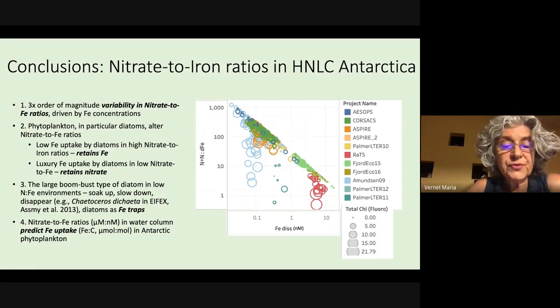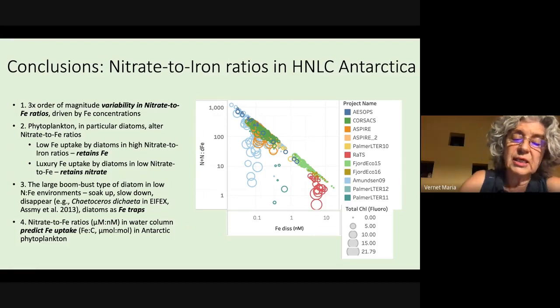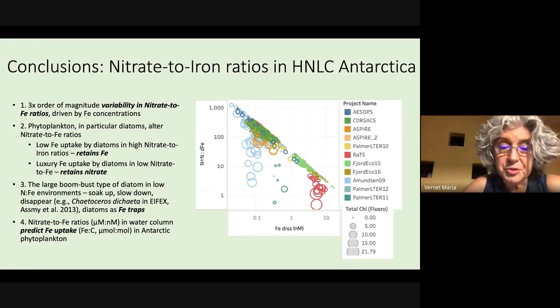This reminds us of the different types of diatoms that exist. And one of them is the type of diatom, the large diatoms that can soak up the iron, slow down, and sink out of the water column. These are the big sedimentation events that we see in coastal Antarctica. And one of the examples is the IFEX experiment, in which Chaetoceros dichaeta was seen as sedimenting after iron enrichment. This makes, in a certain way, diatoms become iron traps.